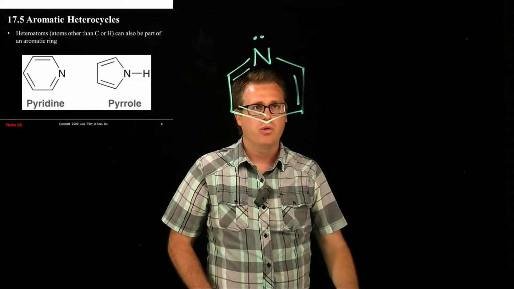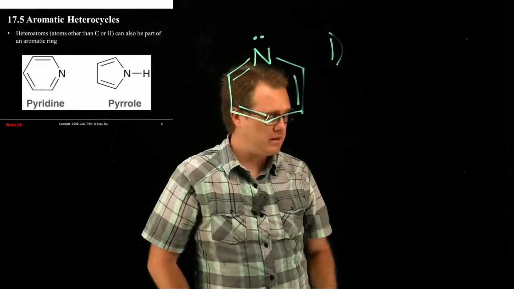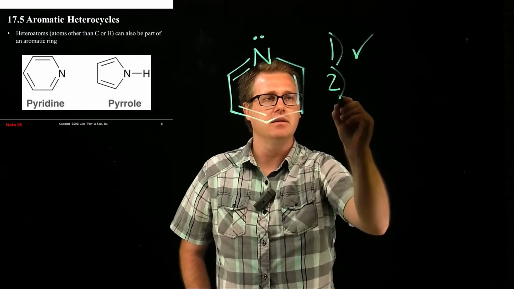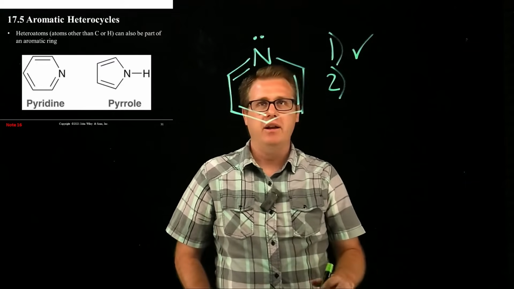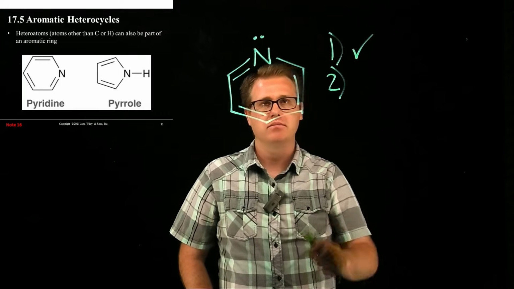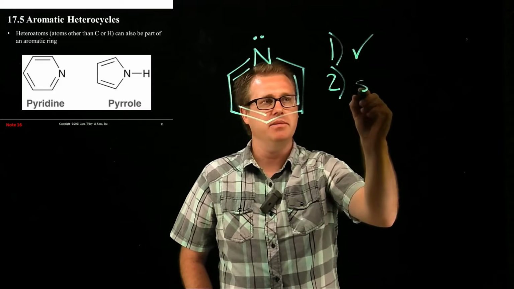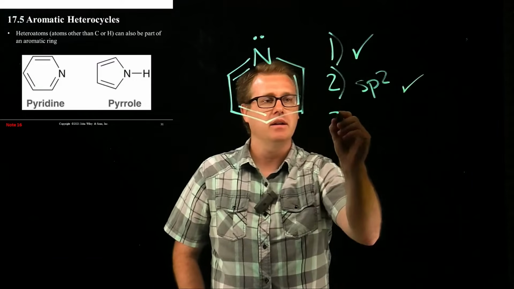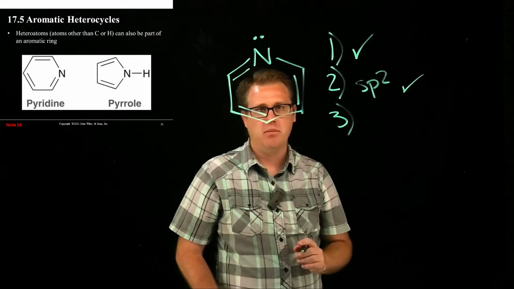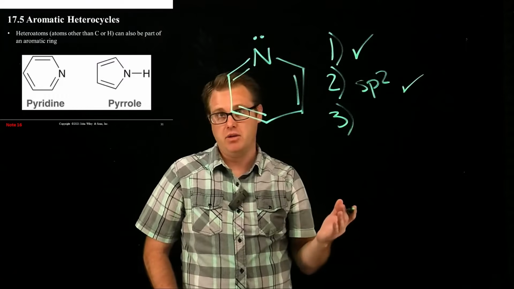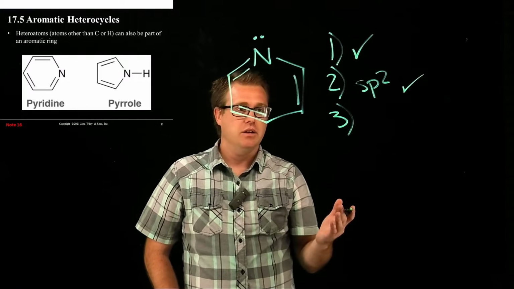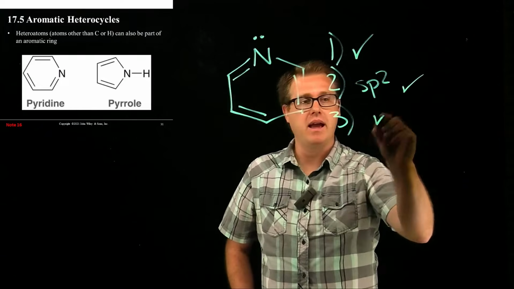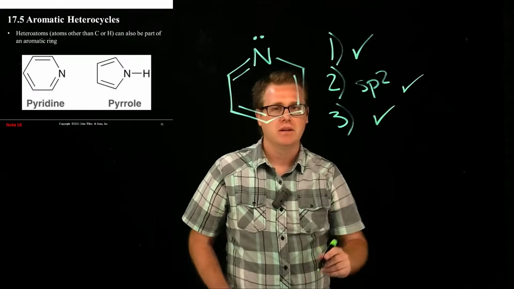Now let's go through the Huckel rules. Okay. Is it cyclic? Yes, it is. Is it planar? Are they sp2 hybridized? Every atom in here is sp2 hybridized, so it's going to be planar. Check. Do we have conjugated pi bonds? If they're sp2 hybridized, then they're going to have p orbitals. Okay? And every atom has a p orbital.